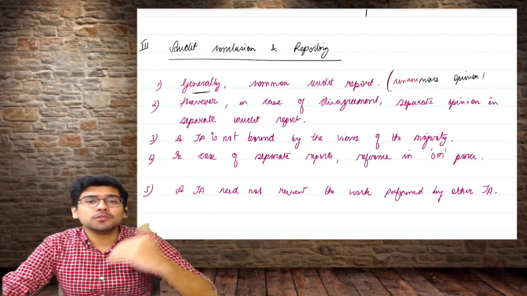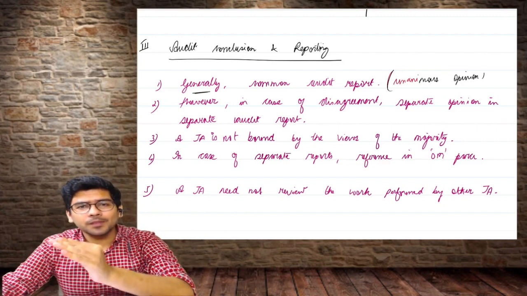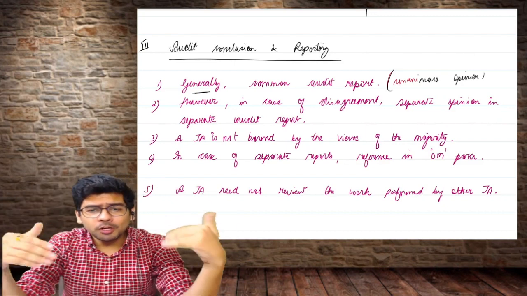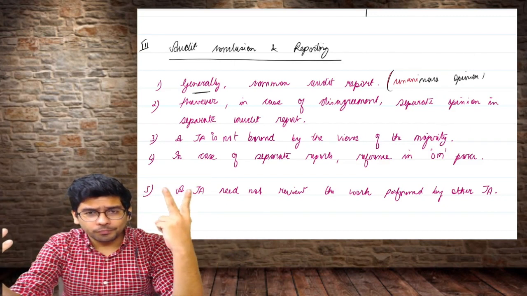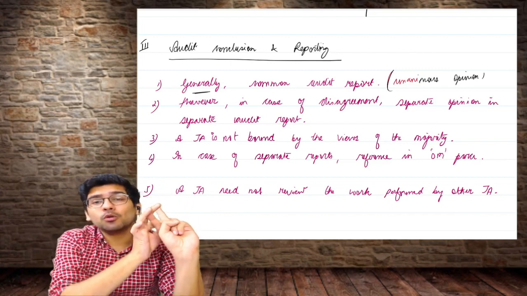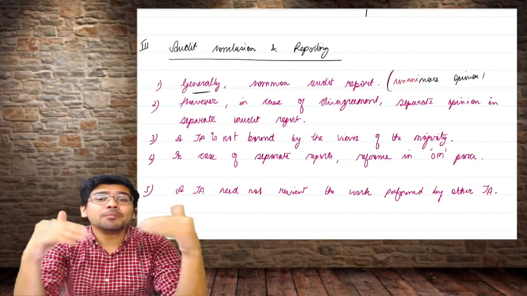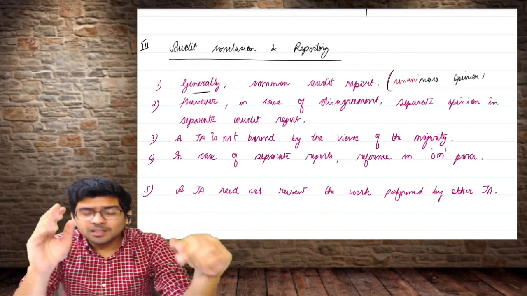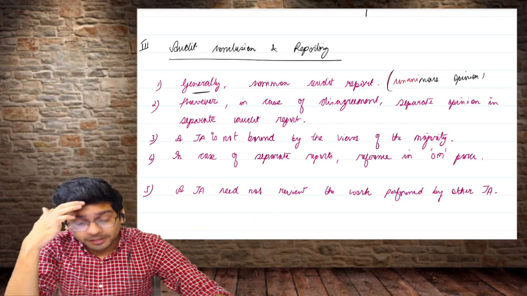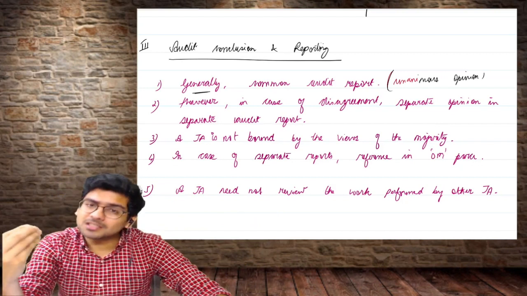So how many reports will there be now? In my example, A, B, C want to give a clean opinion, D wants to give a qualified opinion. How many audit reports will there be now? Two. One will be signed by A, B and C. The second one will be signed only by D. So there can be two audit reports. The auditor who is disagreeing with the remaining auditors can give a separate opinion in a separate audit report.